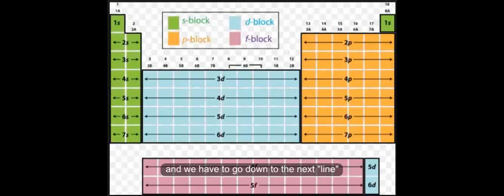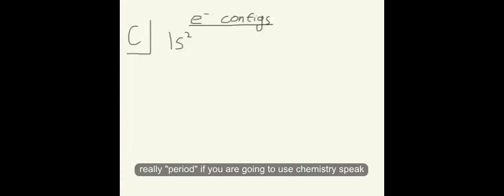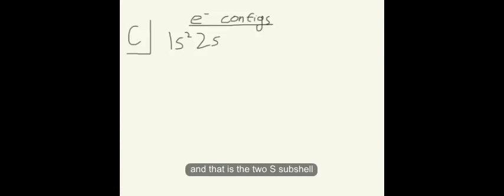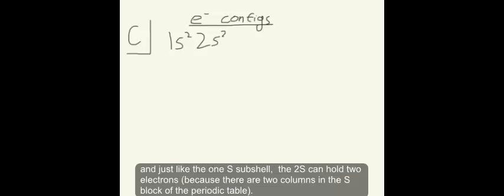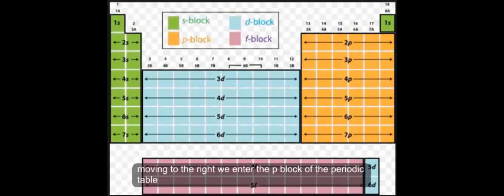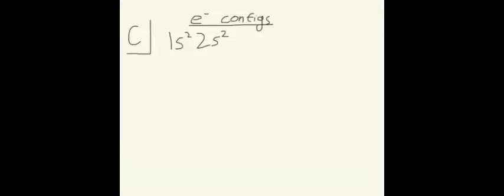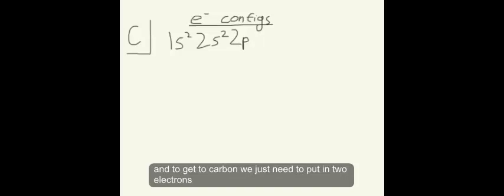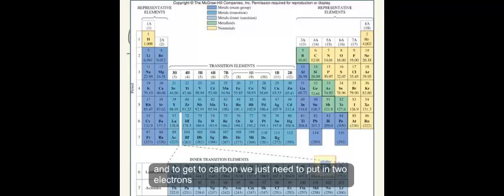Then we have to go down to the next line with our book analogy, really period, if you're going to use chemistry speak. And that is the 2s subshell. And just like the 1s subshell, the 2s can hold 2 electrons. Moving to the right, we enter the p block of the periodic table. So we can put electrons in the 2p subshell. And to get to carbon, we just need to put in 2.